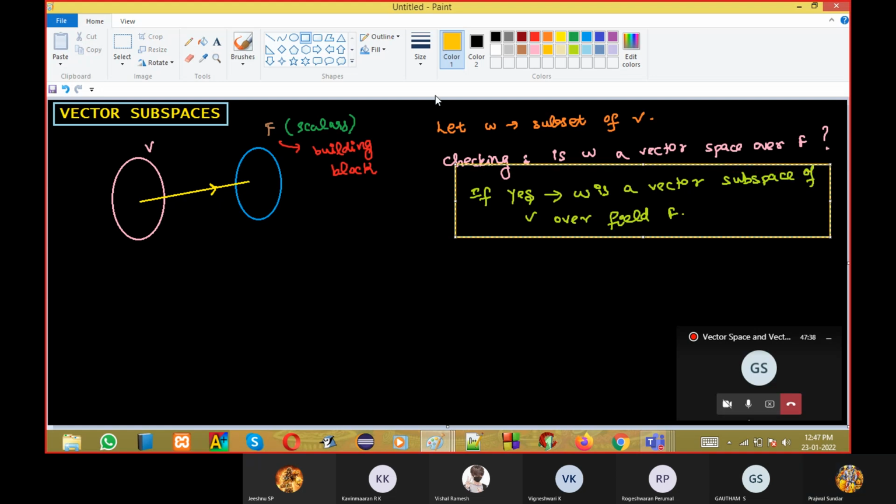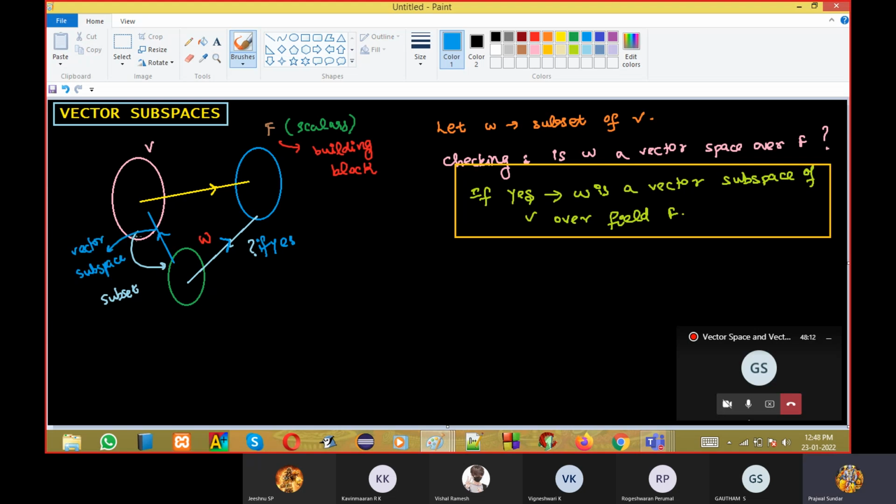What I'm doing is taking a subset of V. This set W should be a subset of V. I am taking a new question. Here, W is a subset. I am checking whether this connection is there. If this connection is there, then I can say this is a vector subspace. Clear? Are you understanding the theory of vector subspaces?